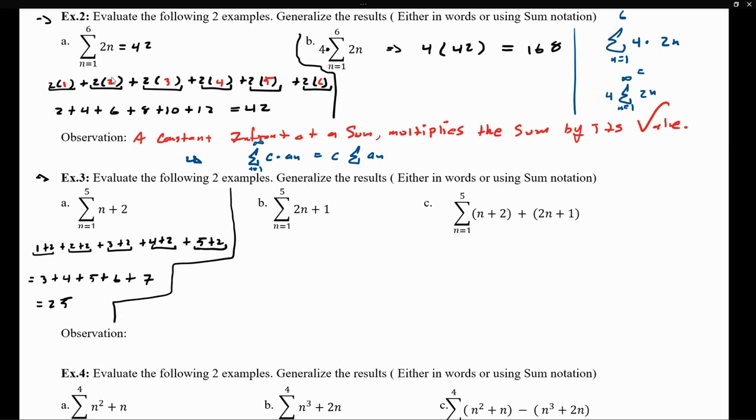Let's find the sum of this expression. The expression is 2n plus 1 from 1 to 5. So we're going to get 2 times 1 plus 1. This is my first expression. Then we're going to get 2 times 2 plus 1. This is my second. Third. I'm just going to continue down here. Fourth.